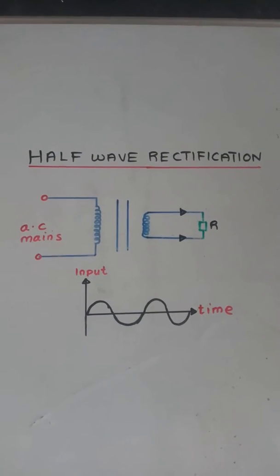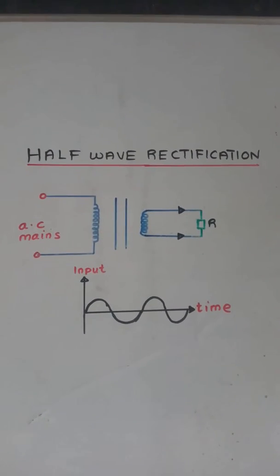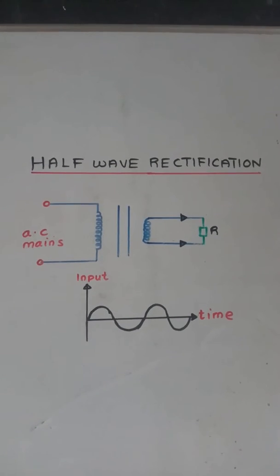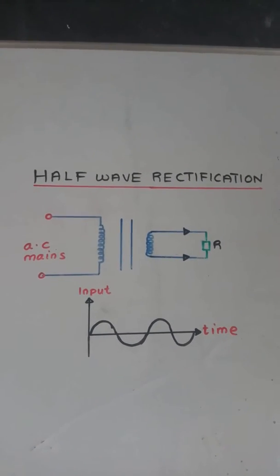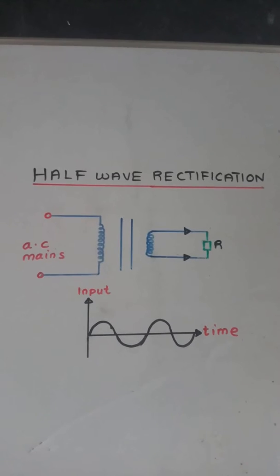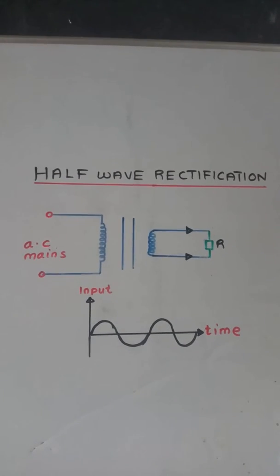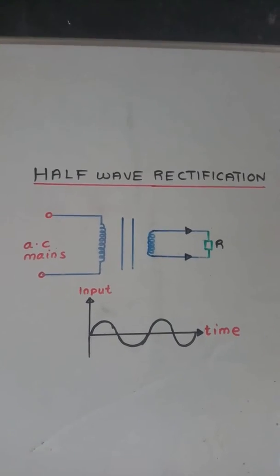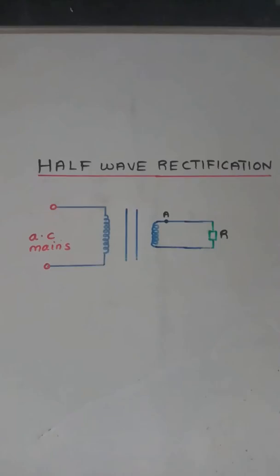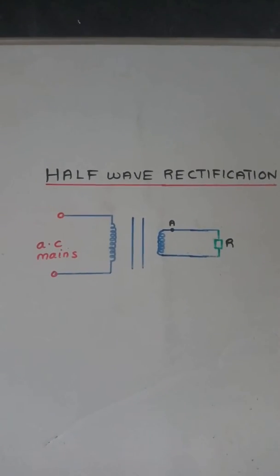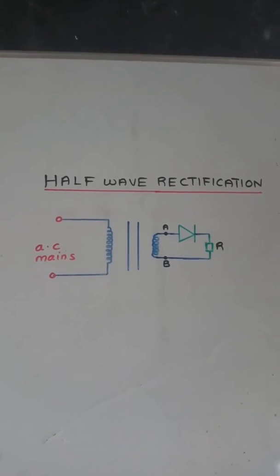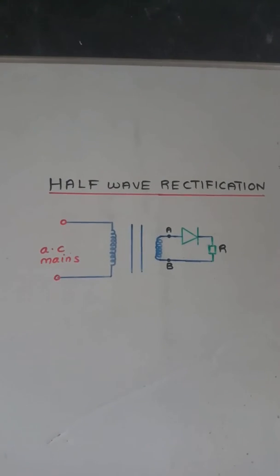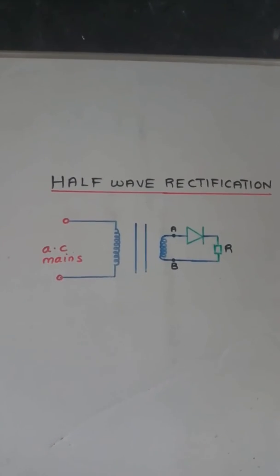The input current flows in either direction. Now, let's see how we can convert this current which flows in either direction to flow in one direction. Point A and point B. A single diode is connected to the circuit.